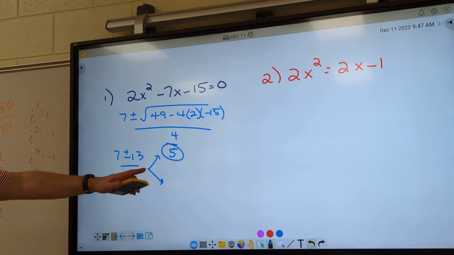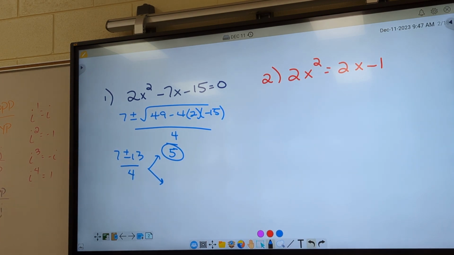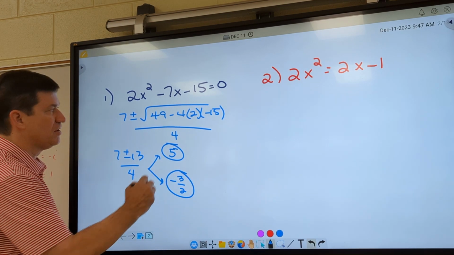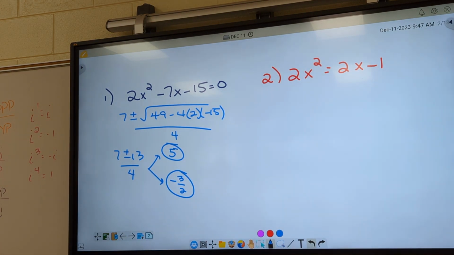All right, for the second answer, do the same thing, but now subtract them on top. 7 minus 13 on top. That ain't right. Start over. 7 minus 13 on top, over 4. My second answer this time is negative 3 over 2. Does that look all right?